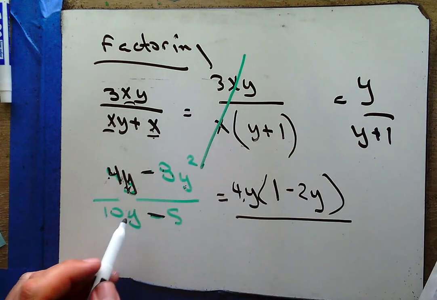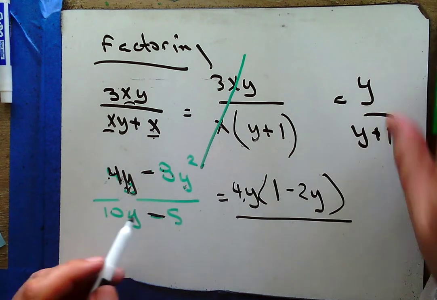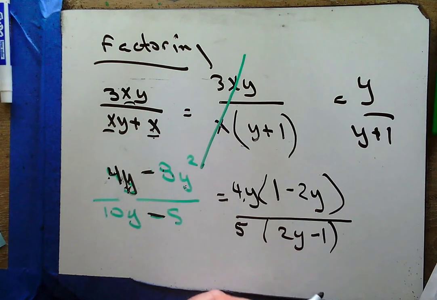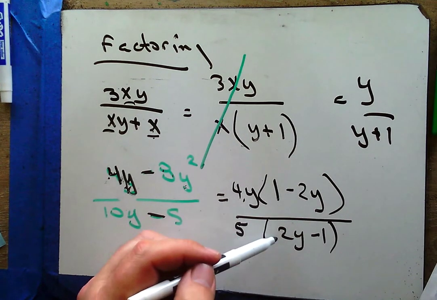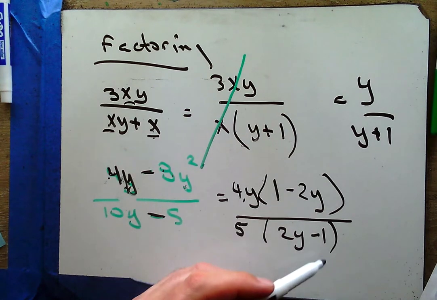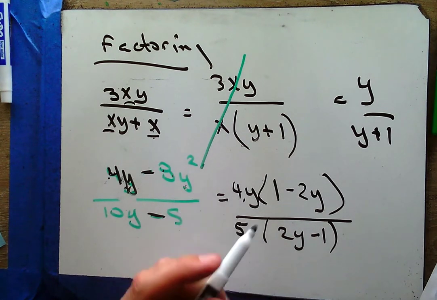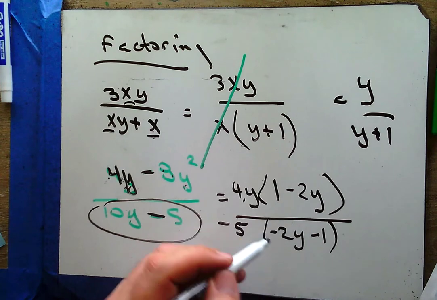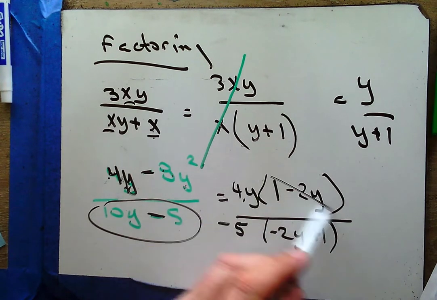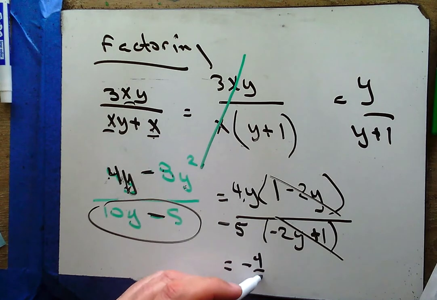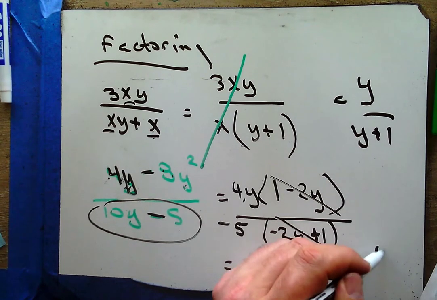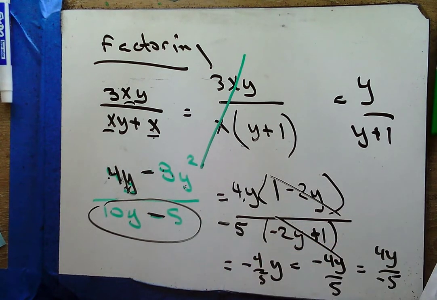On the bottom, do you see anything you can factor out? I could factor out a 5, and then I'd have 2y minus 1. But wait, this is negative 2y, and this is positive 2y, and this is positive 1, and this is negative 1. They're not quite the same yet. So instead of just factoring out a 5 from the bottom, if I took a negative 5 out, then this would be a minus, and this would be a plus, and then these would be the same. So negative 4/5 y, or negative 4y over 5, or 4y over negative 5. Any of those answers is fine for this problem.